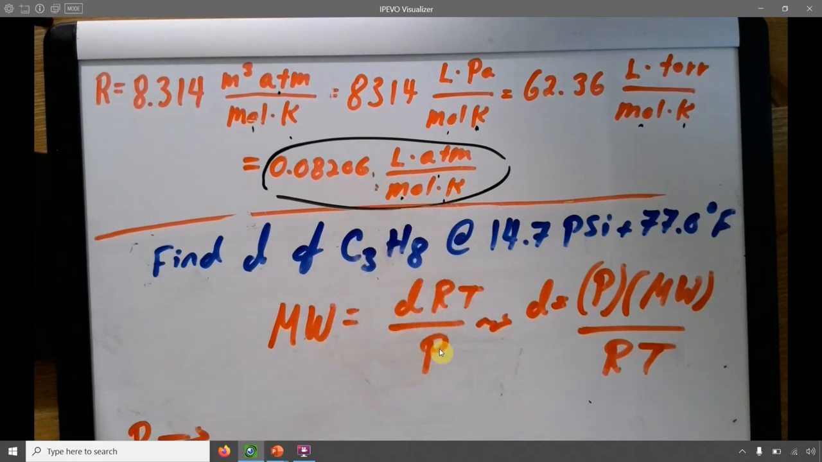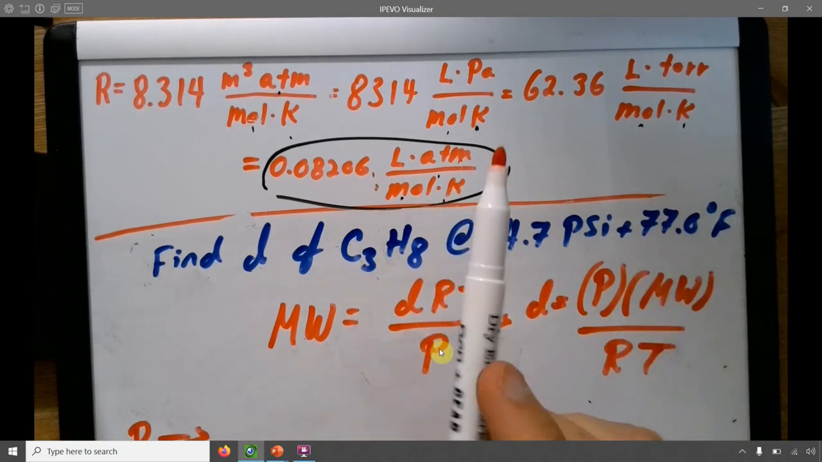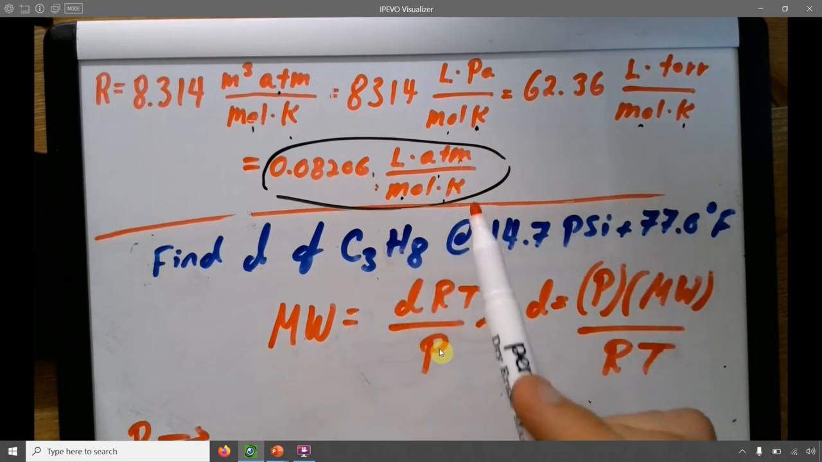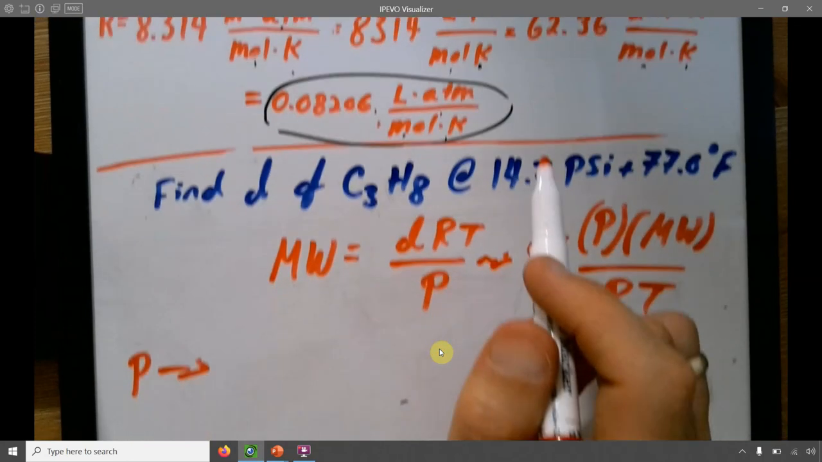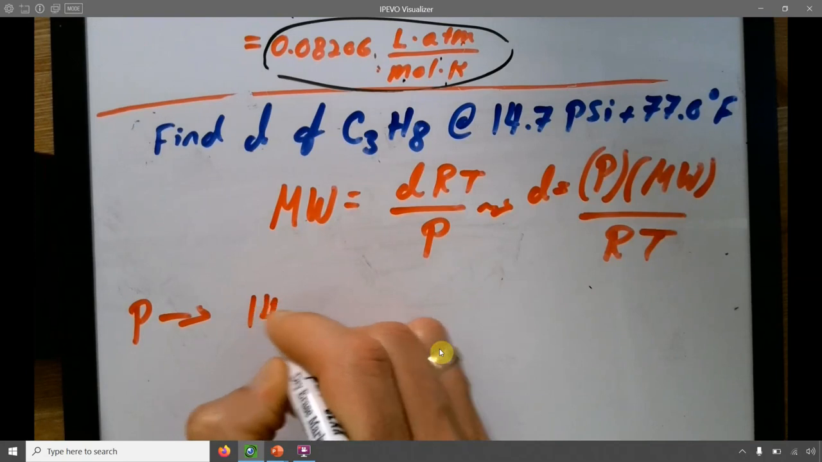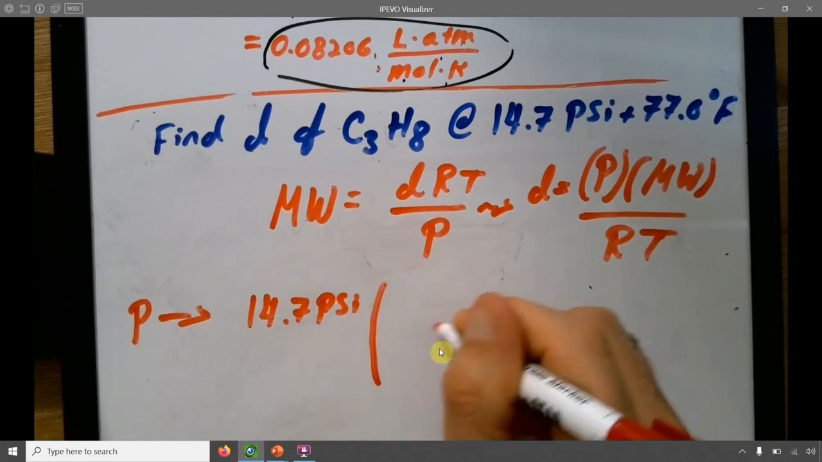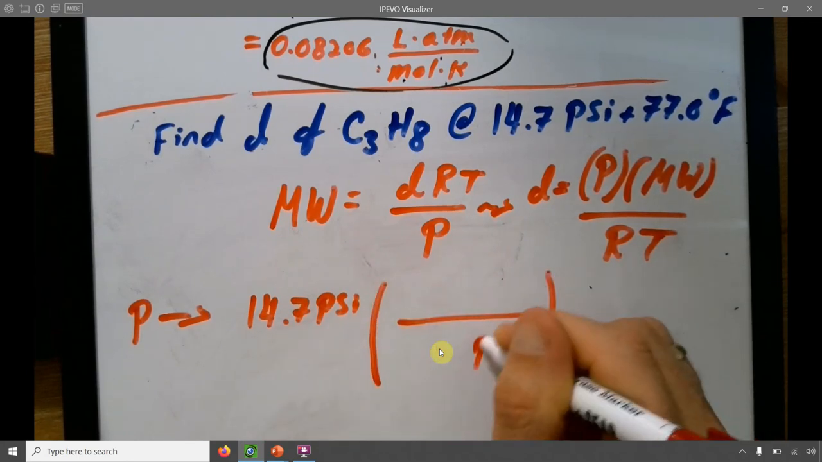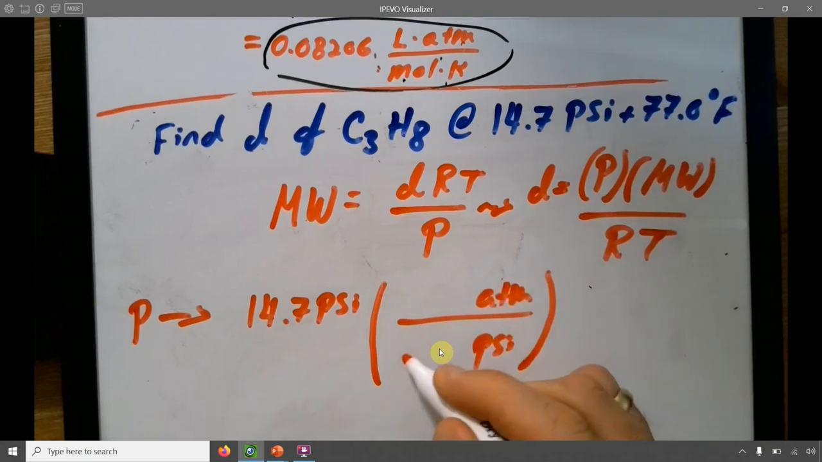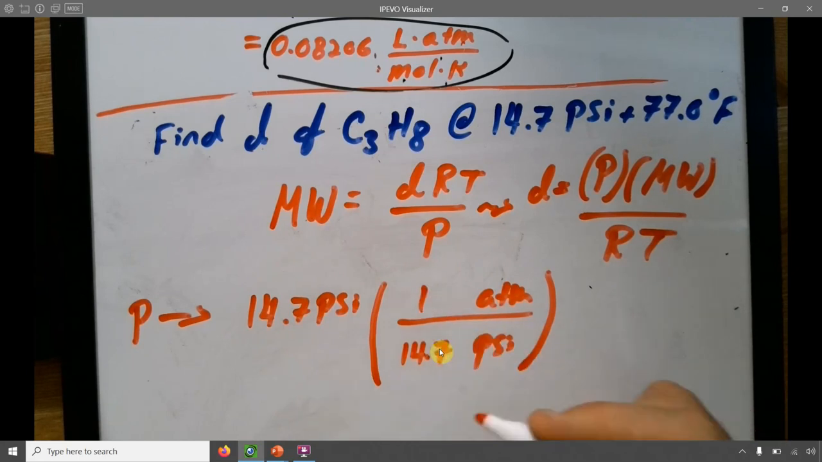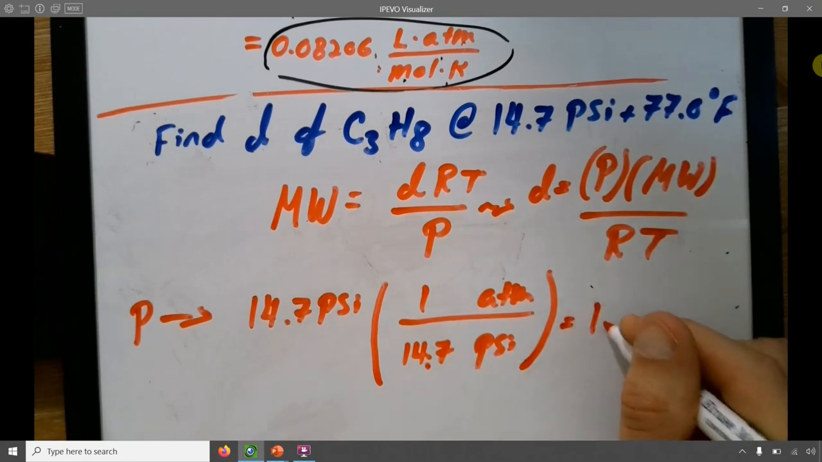So my game plan is as follows. I'm going to convert the pressure into ATM. I'm going to convert the temperature from Fahrenheit into Kelvin, and then I can use this equation easily, and I will get my answer in grams per liter, and that's good enough for me. So my pressure starts out at 14.7 psi, and I want to convert this to ATM. I want to get rid of PSI, so I'll put that at the bottom, ATM at the top, and the conversion factor is thus. And so I get that this is 1 ATM.